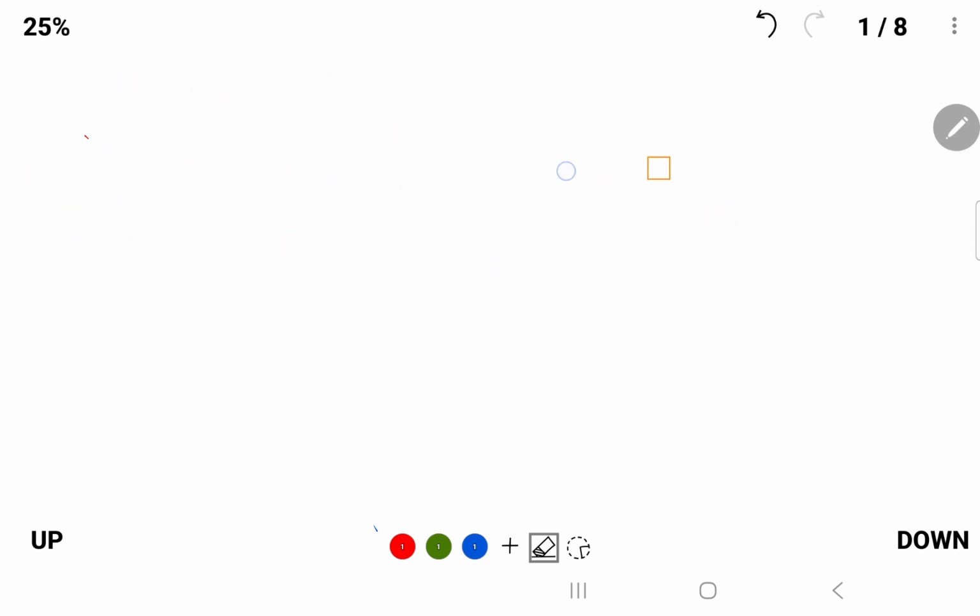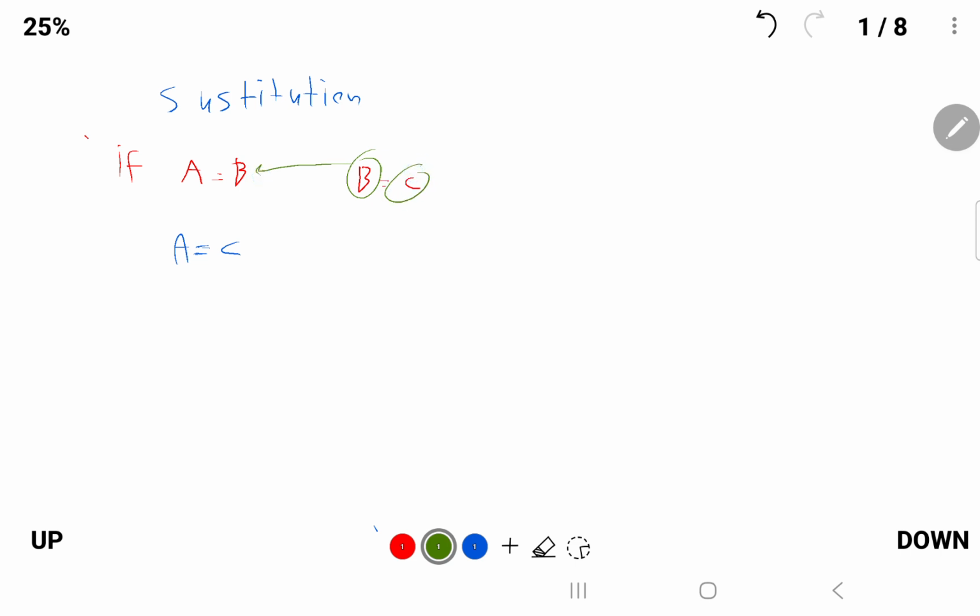Now next, substitution. In the substitution property, you are basically just replacing something. So if A equals B and B equals C, we can write that A equals C, because here we have B equals C and we can replace B here with C.